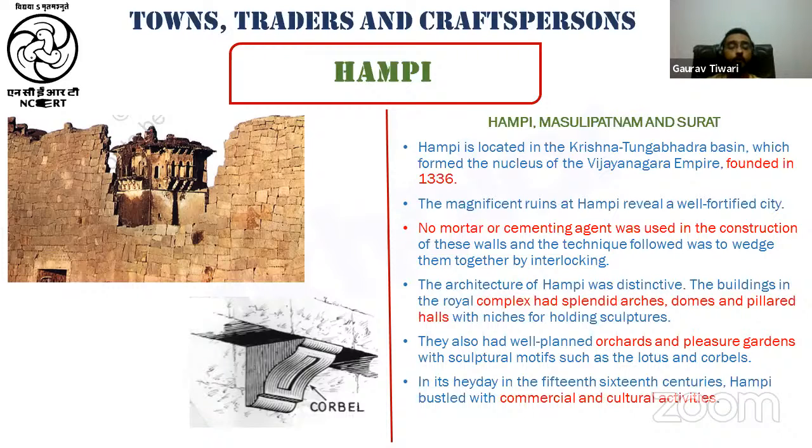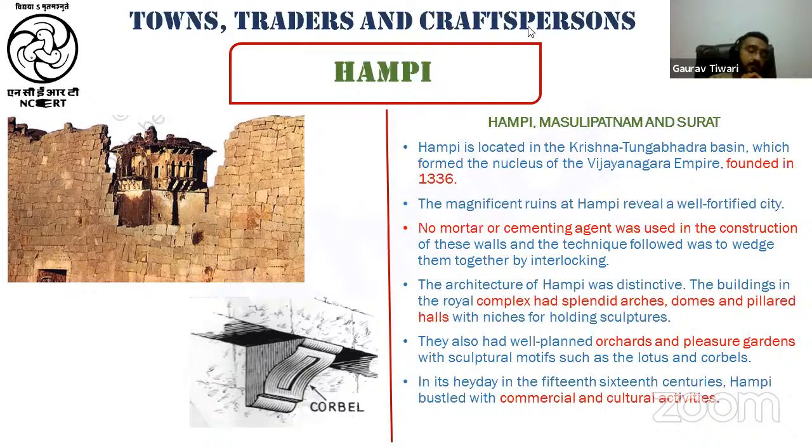And one of the most important techniques used in building these fortified walls was interlocking. See, there was no binding agent used in building these walls, like mortar and cement. These are the modern day binding agents, but these were not used. The technique that was followed was to wedge the stones together by interlocking. Here you can see small gaps of interlocking; they were locked with friction and interlocking, and this is how the wall was built.